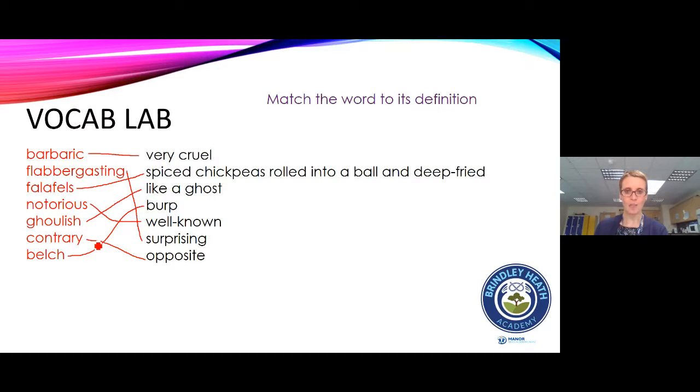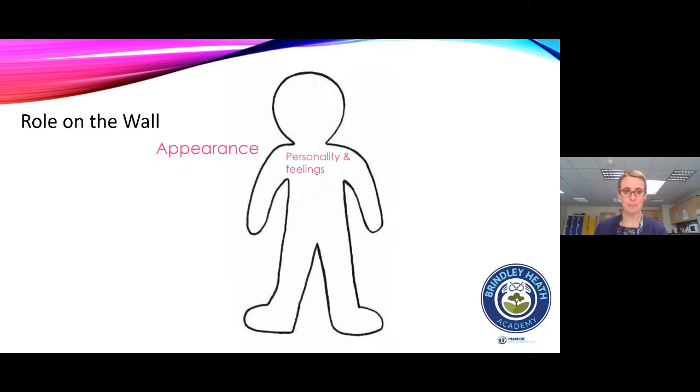Okay, hopefully you've got at least a few of those right. They are tricky words, and I wonder whether they will give you an indication about anything to do with the type of book we're going to read and the character we're going to study today. We're going to use roll on the wall. Now, we've done this before. We used roll on the wall earlier in the year when we looked at the Sandman.